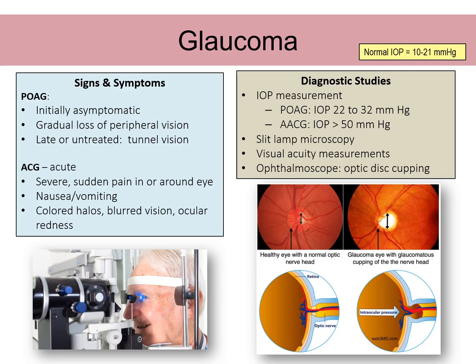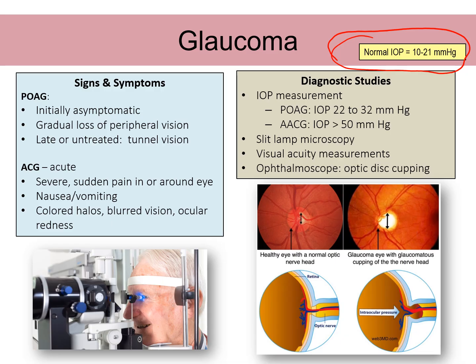With ACG, which is acute, that means it's going to be sudden pain in the eye, around the eye. It can cause nausea, vomiting. They can experience colored halos, definitely blurred vision, and some ocular redness. Again, that is the medical emergency type of glaucoma. So here we have this box of the normal IOP, intraocular pressure, 10 to 21. So remember that number because that is normal, and as a nurse you need to understand when things are abnormal.